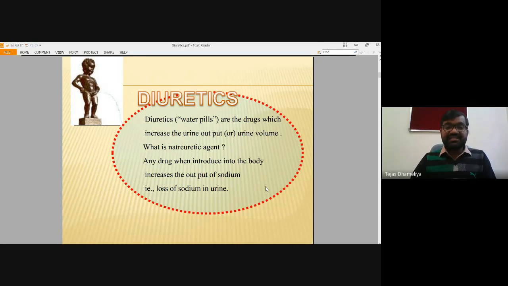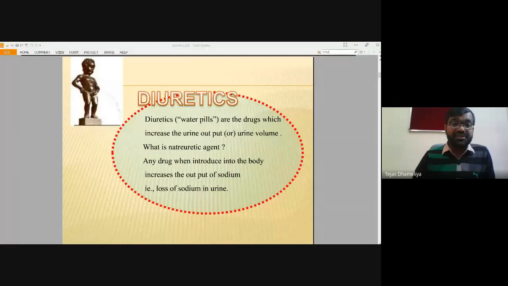So basically, these diuretics are known as water pills. Generally they will increase the output and the excretion of sodium ion. Basically, this can be caused by these agents. That's why they are termed as diuretics.